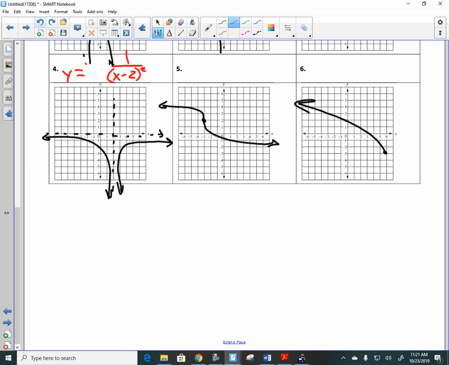Is there a vertical shift? There's no vertical shift. Is there a vertical flip? Yes. So you can put the negative out front, or you can put it on top, just as long as you have one negative.